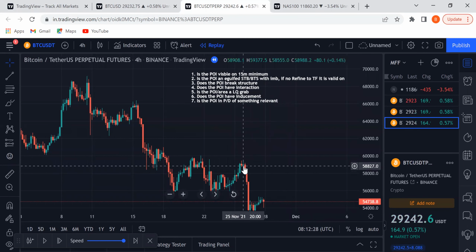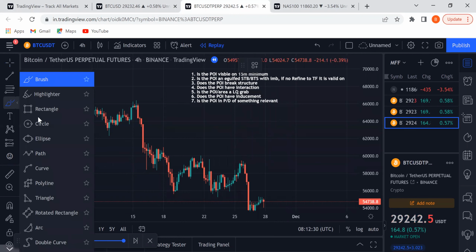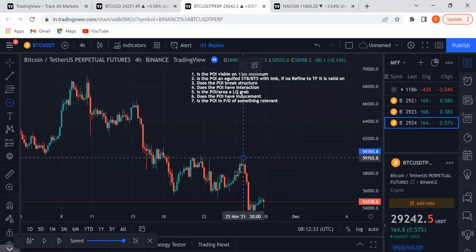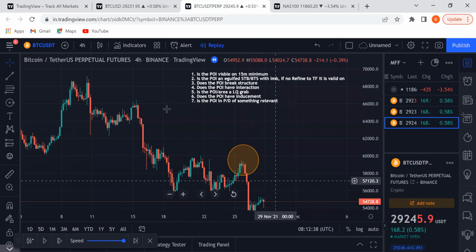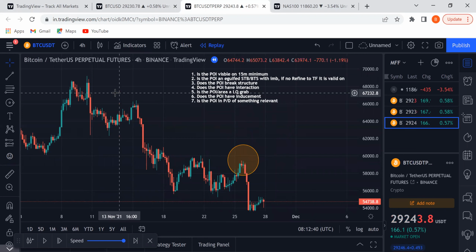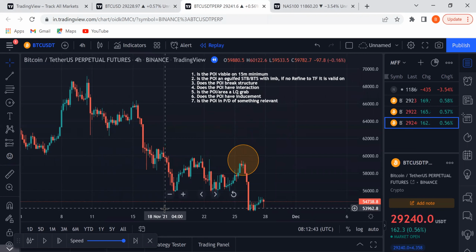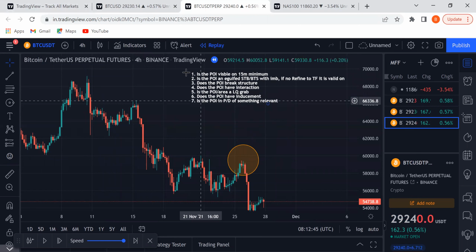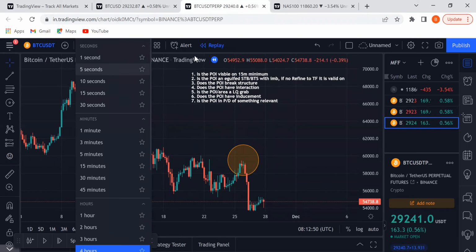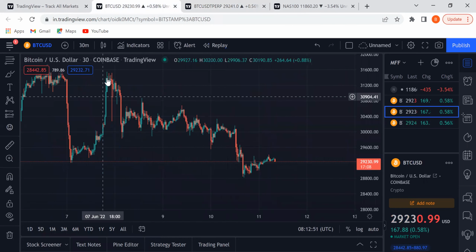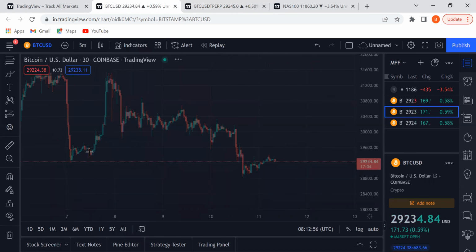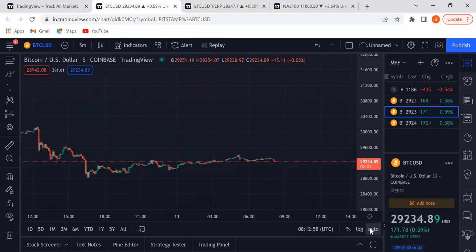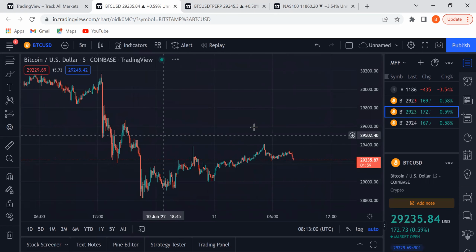If I'm looking at this place here as my POI, right? Now I should ensure that this is a time frame more than 15 minutes. So this is 4 hours time frame. So I've already passed the first question. Now, if I'm seeing the same setup, for example, on 5 minutes time frame, I'm not going to take it because it has violated the first rule.